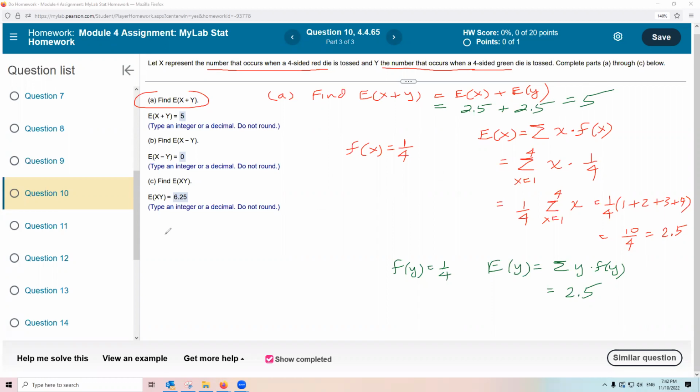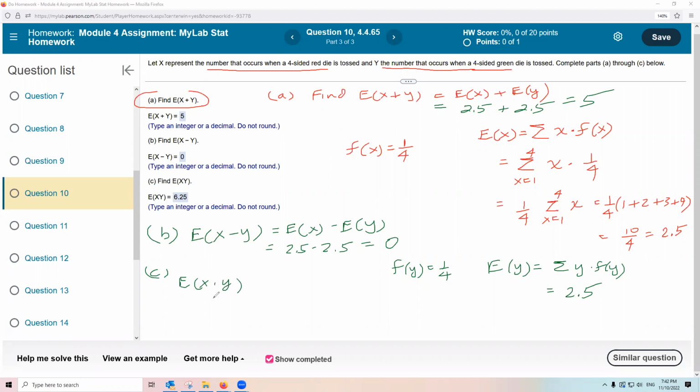All right, so let's go to part B. Part B says, what's the expected value of x minus y? Well, I could write this as expected value of x minus expected value of y, but this is just going to be 2.5 subtract 2.5. That's a 0. And the last one is expected value of x times y.